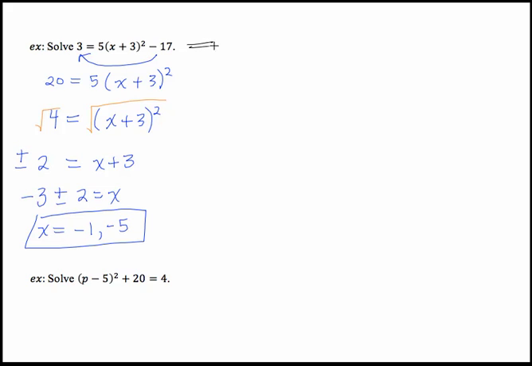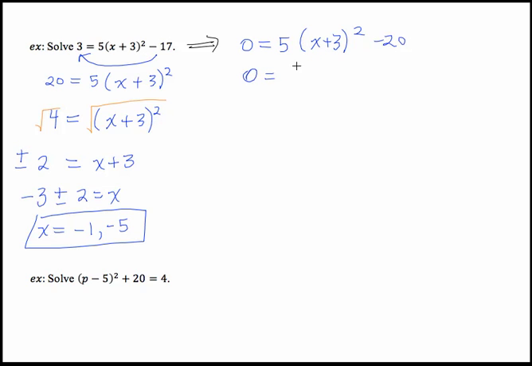Okay, and again, let me show you the other way in case you do get stuck going this way. You could always do it this way as well, is put everything on the right side, and let's make the left side equal to 0. So I'm going to move the 3 over and write it as 5 times x plus 3 squared. Negative 17 minus 3 is negative 20.